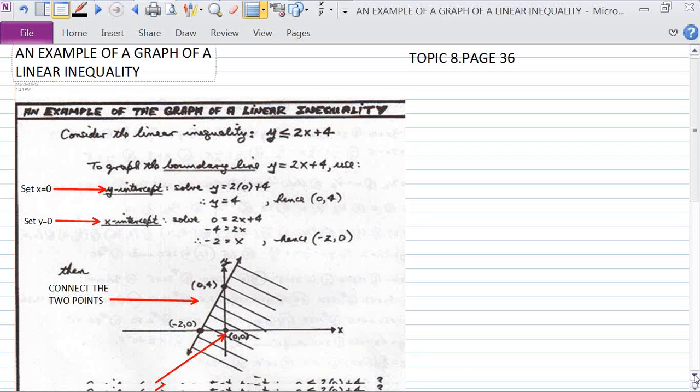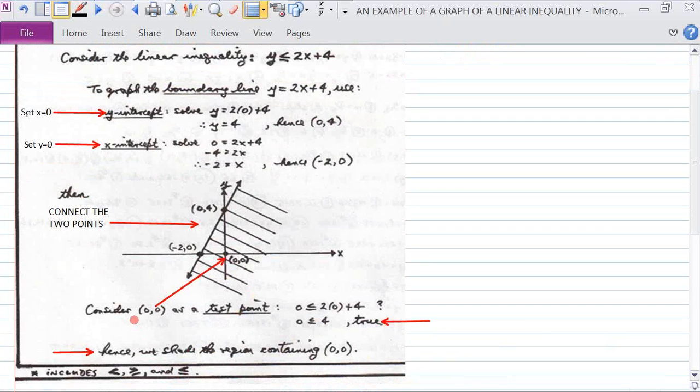Okay, so now we're going to check with a test point. And 0, 0 is the easiest one to check with because usually the arithmetic is the least difficult here. So we're going to check with this point 0, 0 and plug it back into the original equation. So y is 0. Is 0 less than or equal to 2x, where x is 0, plus 4? Is 0 less than or equal to 4? The answer is true. So we're going to shade on the side of the line which contains a point that fits the inequality. In this case, it's 0, 0.